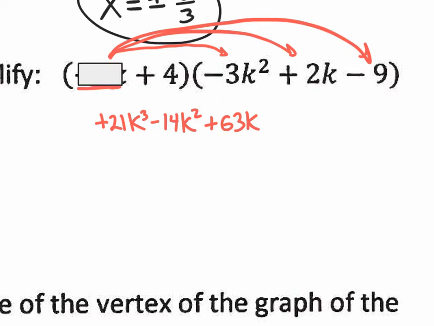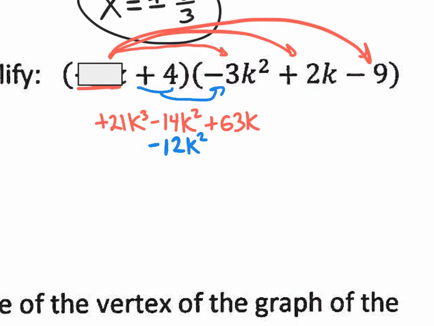So I want to distribute the 4 with a different color. So I want to go positive 4 times negative 3k squared. That's negative 12k squared. Now, instead of writing it right here, I might as well start lining them up. Let me write the negative 12k squared right below the other k squared. That way it'll be easier to combine them. So let me erase that.